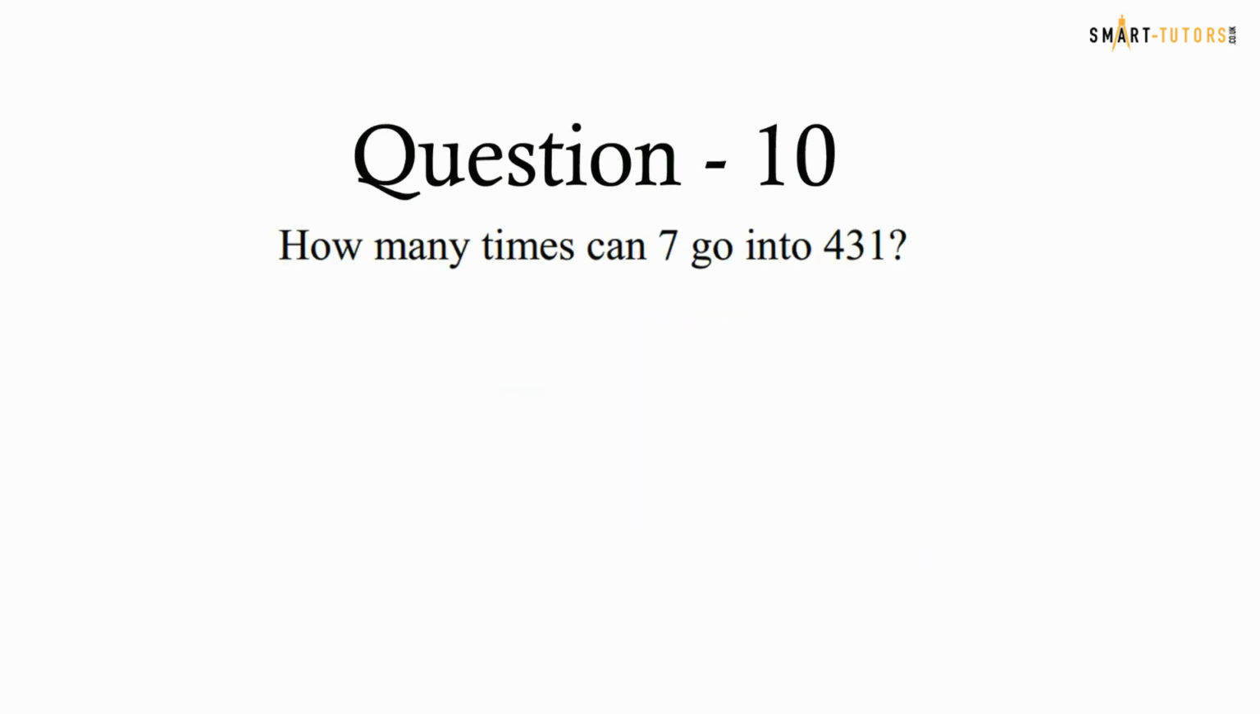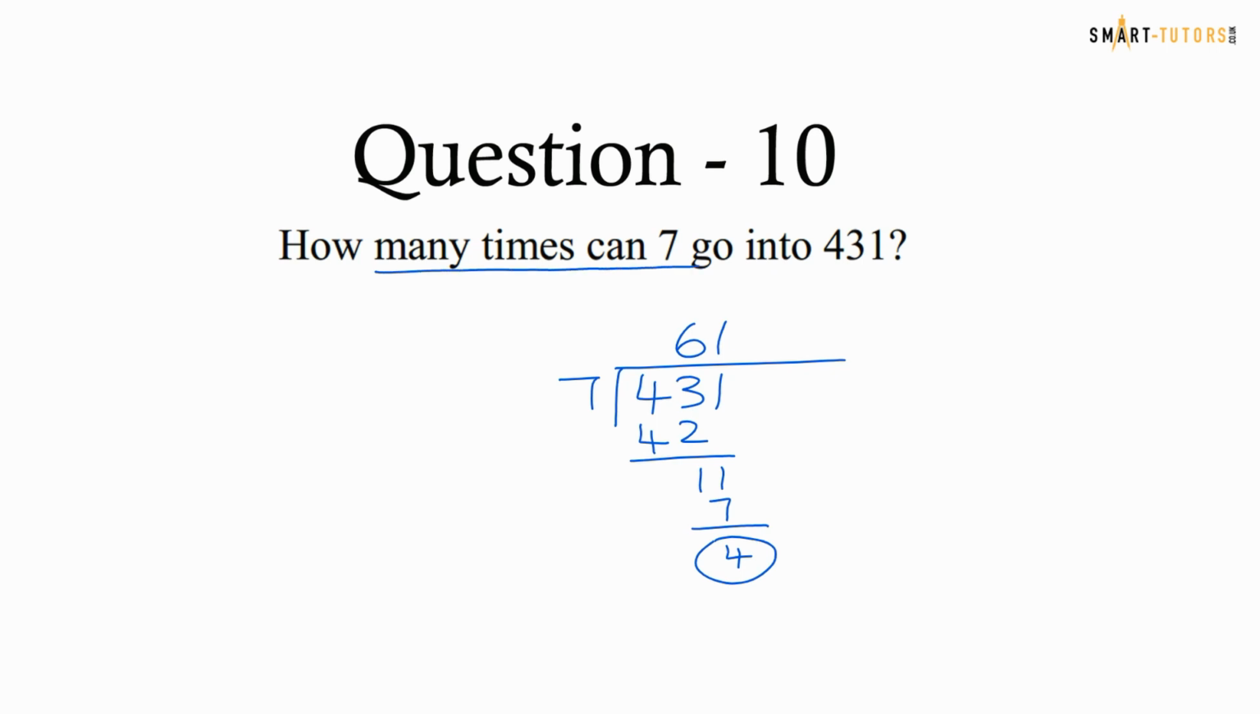Question number 10. How many times can 7 go into 431? So basically it's a short division or long division. So you divide by 7, 7 goes into 43 is 6, 42, and 1 remaining. For 11, 7 goes into 11 once, 7. So 4 remainder, we don't worry about the remainder. How many times can 7 go in? So 61 times. So 61 times or 61 is the answer.